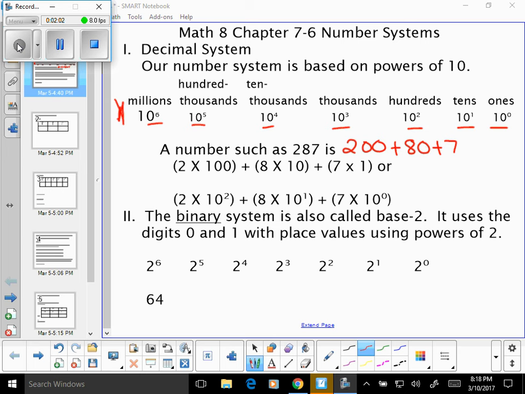Now, in our decimal system, I have a limited number of numerals, or digits, that I can use. The only digits that I use in our decimal system are 0, 1, 2, 3, 4, 5, 6, 7, 8, and 9. There is something called a binary system. And this is kind of the basis of computer language. The binary system is also called base 2. It only uses the digits 0 and 1, and all the place values are based on powers of 2.